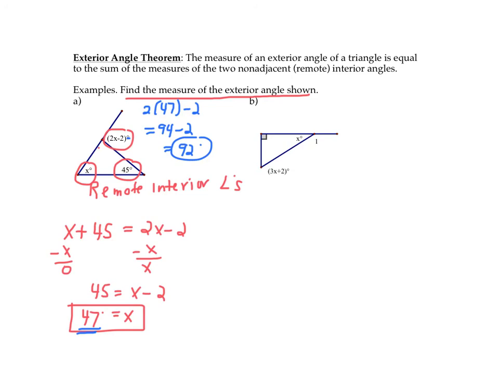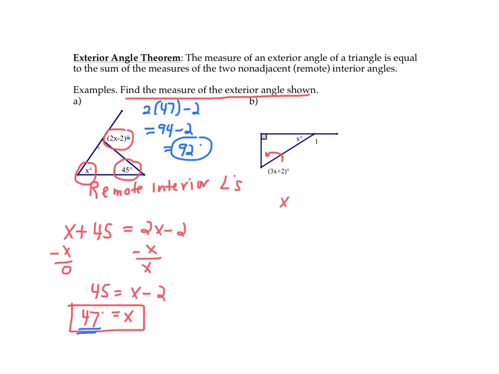All right, in our second example, we should have a little arrow right here saying that this angle is 3x plus 2. And here we're solving for x. This angle is marked angle 1 as this is our exterior angle. So what we need to do first is solve for x. So keep in mind that the three angles in a triangle have to add up to 180 degrees.